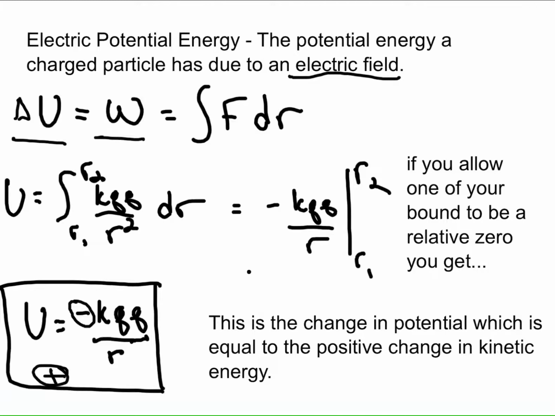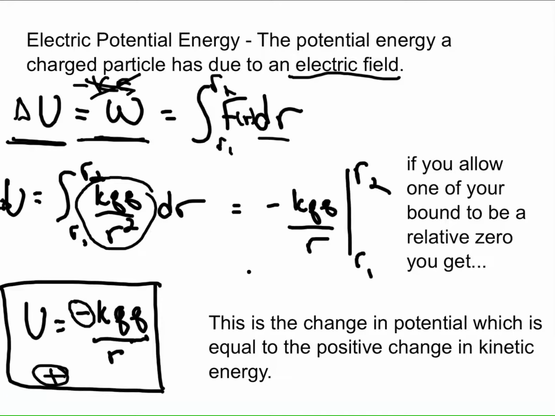Okay, so we're going to say the change in potential energy is equal to the work done. We can also make the argument that that's equal to negative change in kinetic energy, but I digress. We don't have to worry about that right now. Work is equal to the integral from R1 to R2 of the force F of R dr. So now we come over here and say the change in U is equal to the integral from R1 to R2 of the force, which would be electrostatic force, dr.